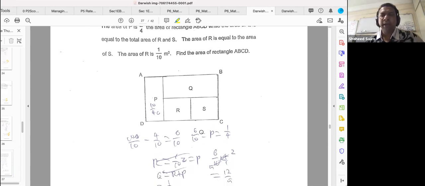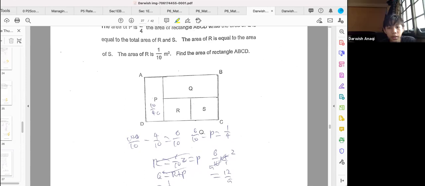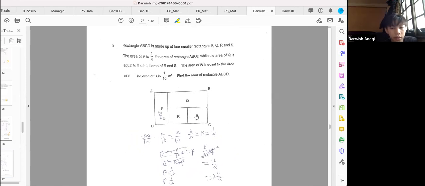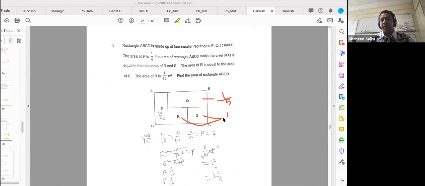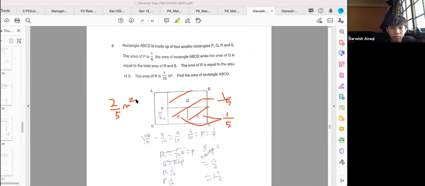Okay. The area of R is 1/10. So explain to me how to do this. 1/10 plus 1/10 is 2/10 equaling to Q. Okay, so that means this 2/10 is 1/5, correct? This is 1/5. 2/10 is 1/5, right? These two become 1/5. Am I correct? And then you get 2/5. Is this 2/5? Correct? We agree? Yeah. 2/5 square meters.